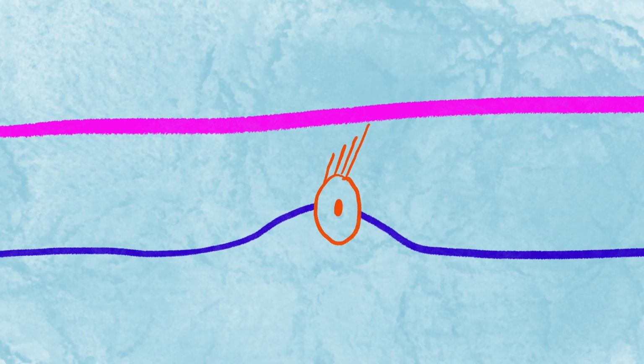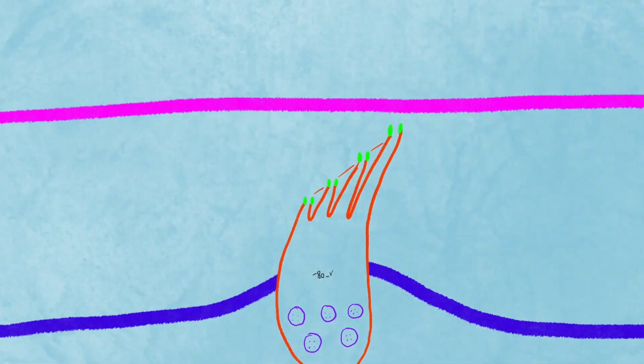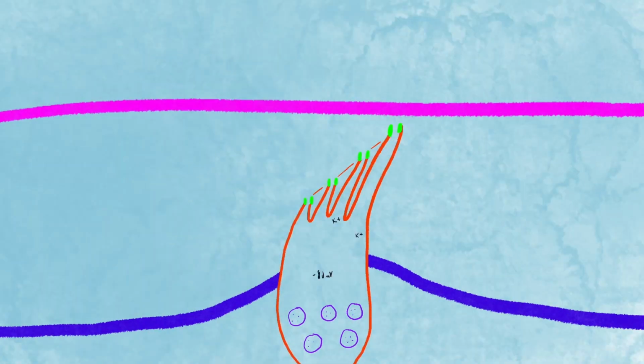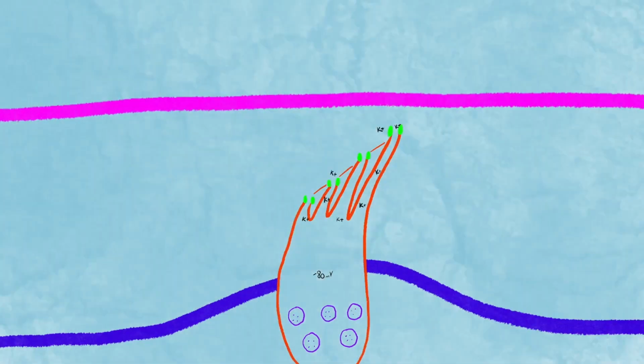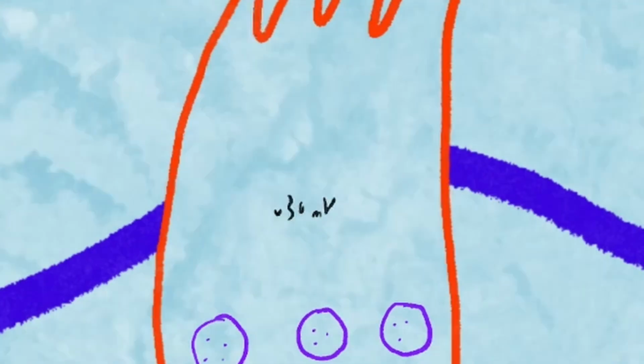So at the peak of the wave, hair cells are pushed into the tectorial membrane. This causes potassium ions to flow into the hair cell, and that causes the polarity to increase. The hair cells have a resting polarity of negative 80 millivolts, and now that there's potassium flowing in, which is positive, it increases the polarity to a positive 30 millivolts.